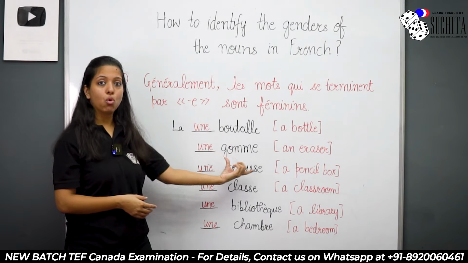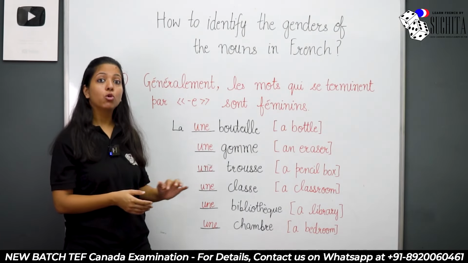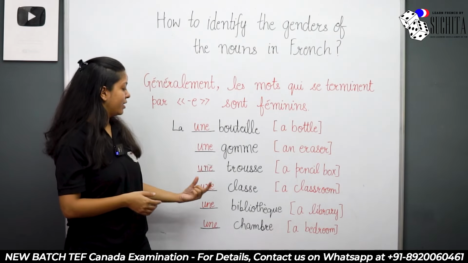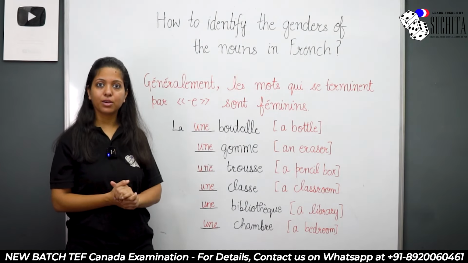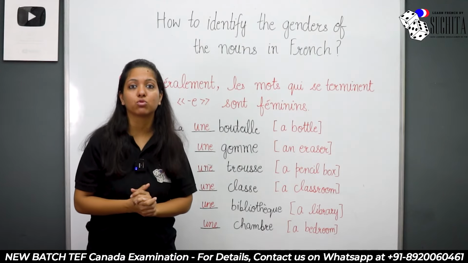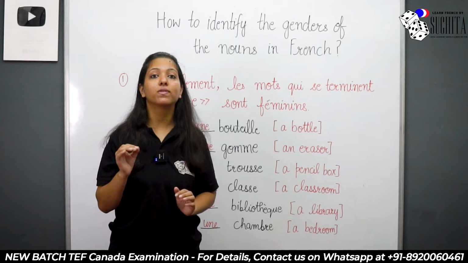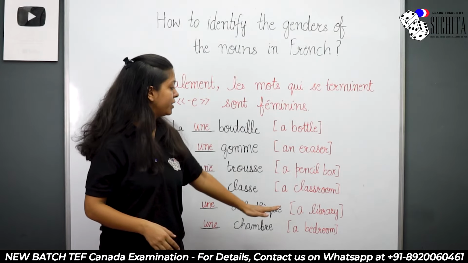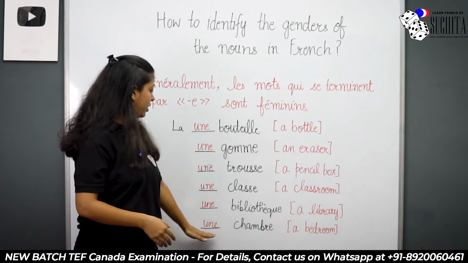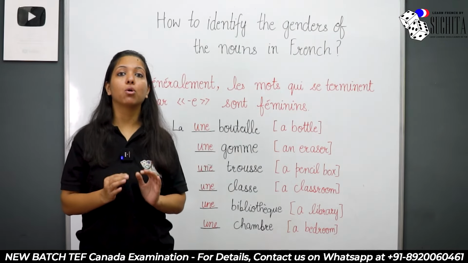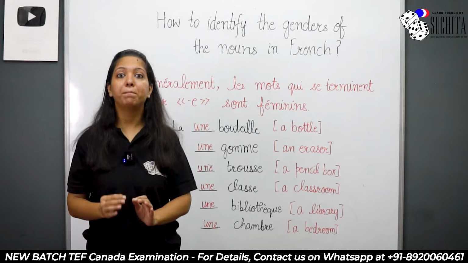Next is une gomme, an eraser. Une trousse, which means a case or a pencil case. The next one is une classe, which means a classroom. The next is une bibliothèque, which means a library. And the last one which I have written is une chambre, which means a bedroom.